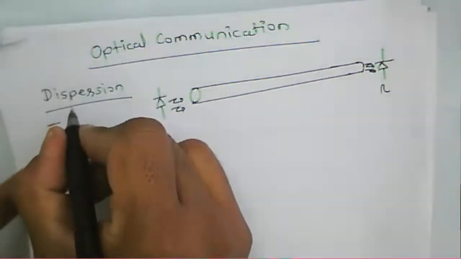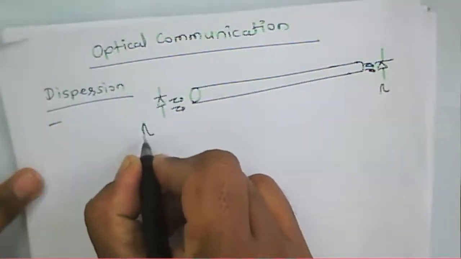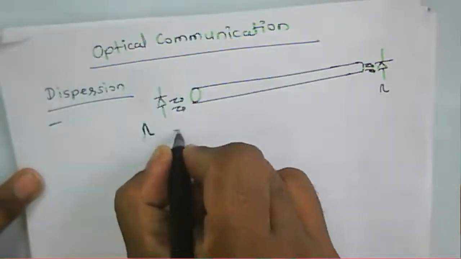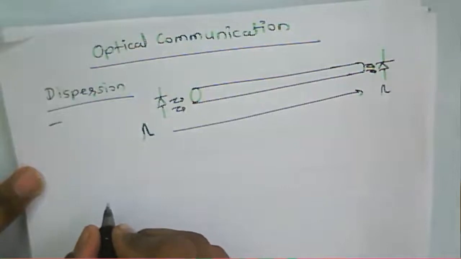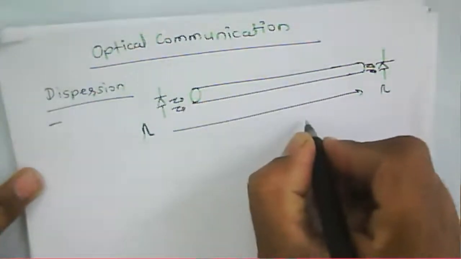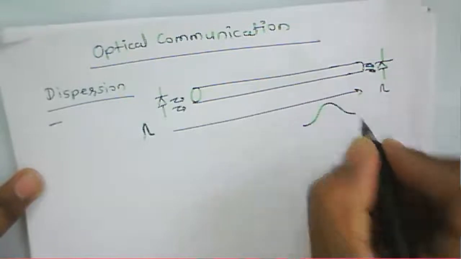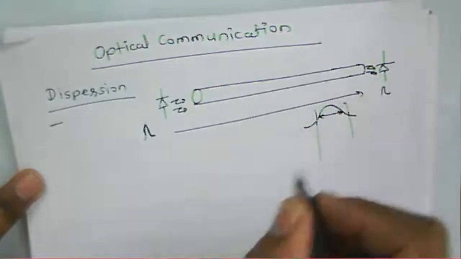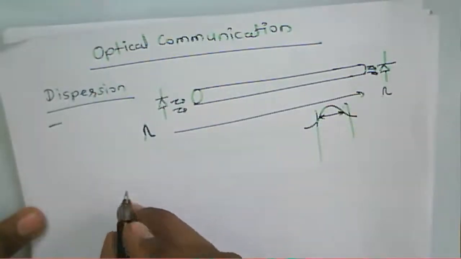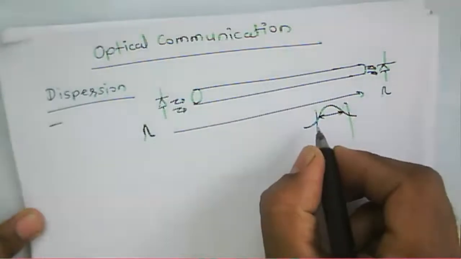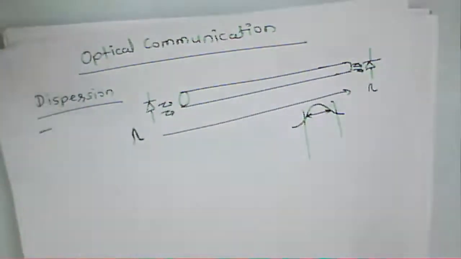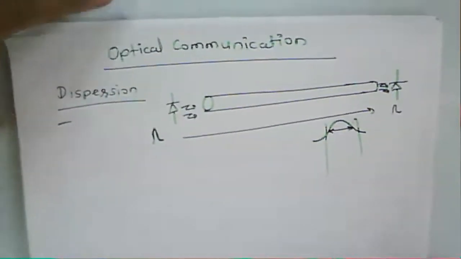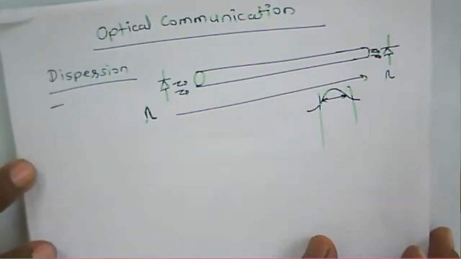So in the case of the dispersion mechanism, what happens? Whichever current pulse we transmit, we expect the same current pulse at the receiver, but due to dispersion, the pulse gets broadened. The width of the pulse increases, that is, broadening of the pulse takes place. That's why we are not able to recognize whether the pulse carries information of a 1 or 0 in digital form.